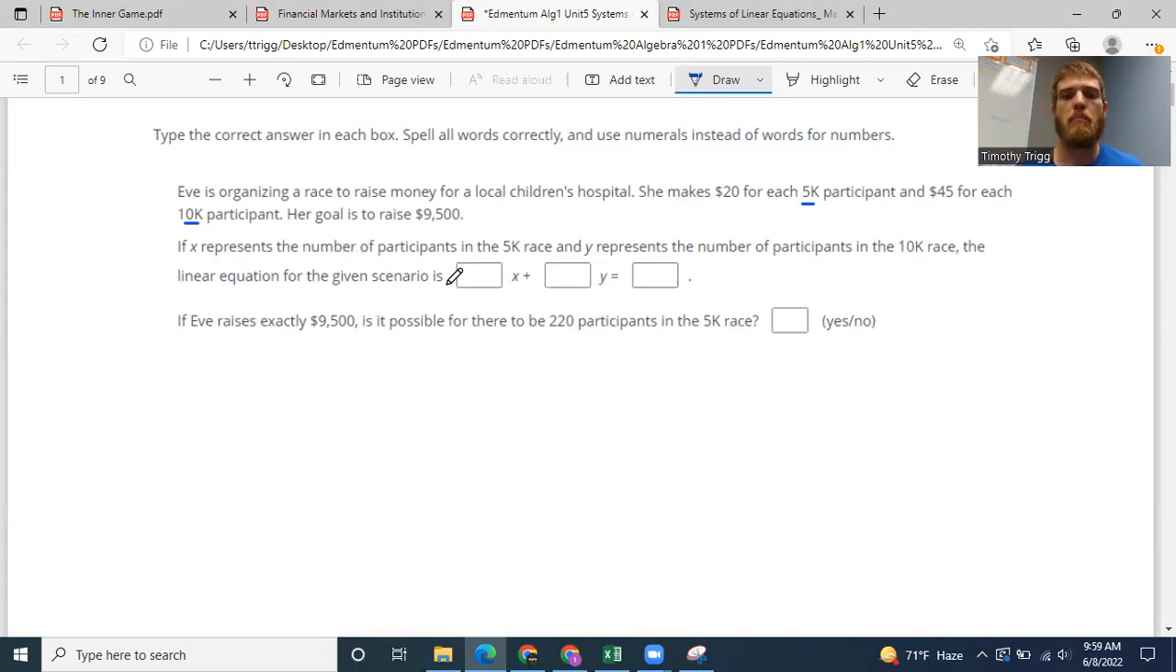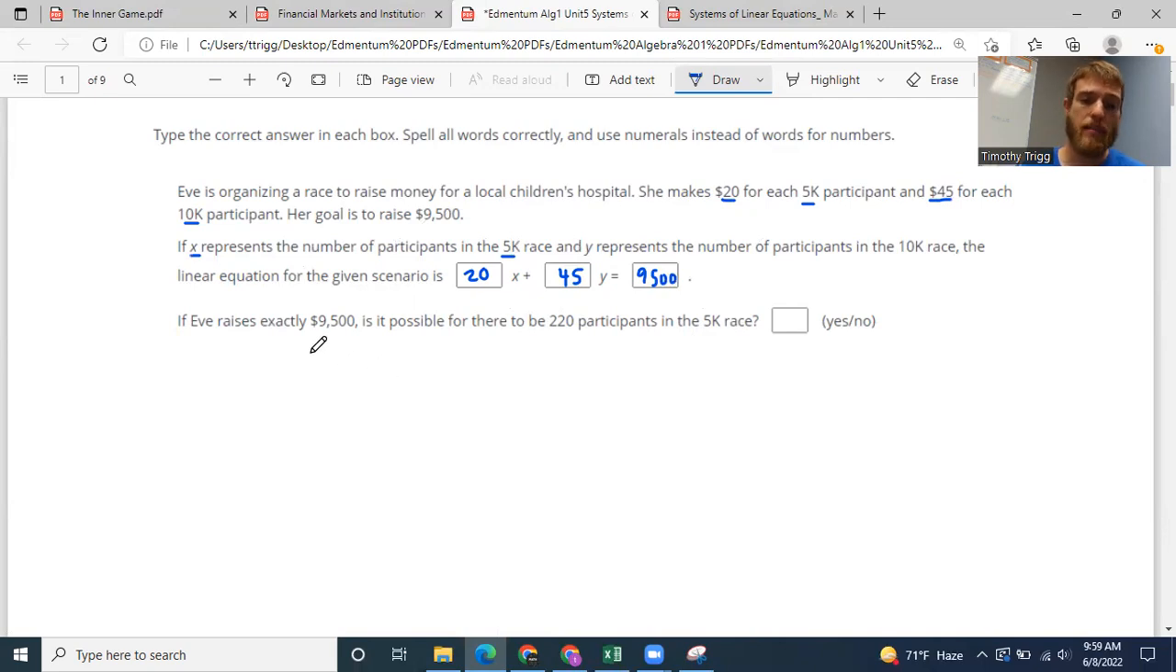If X represents the number of participants in the 5K race and Y represents the number of participants in the 10K race, the linear equation for the given scenario is, well, if X is the number of 5K racers, right? X is the number of 5K racers, and she earns $20 for each 5K racer. So it's $20 times the number of participants in the 5K, $45 for each of the participants in the 10K, and the resulting amount of money, $9,500.